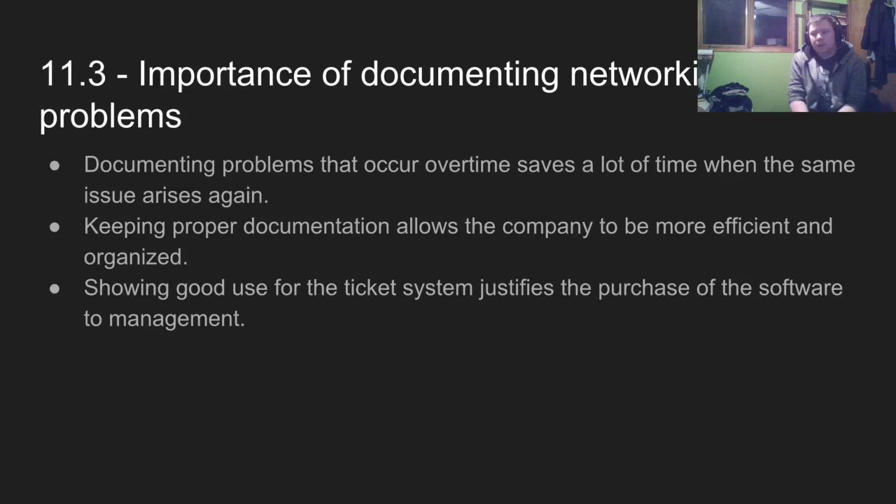This is a big one, since a lot of these ticketing systems cost money, like Heat. There are free online ones, and I'm sure there's free software you could try, make an account and so on. But yeah, it's important to justify the purchase, to show that it saves time and money for fixing issues, common issues, stuff like that.